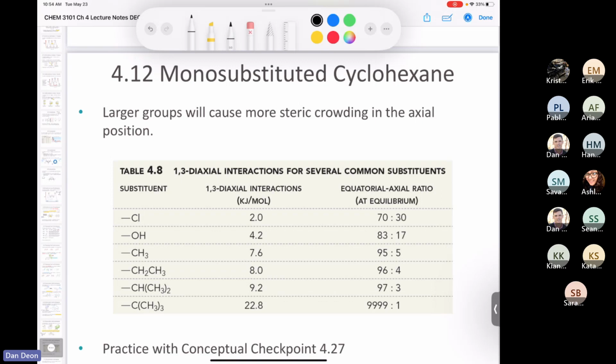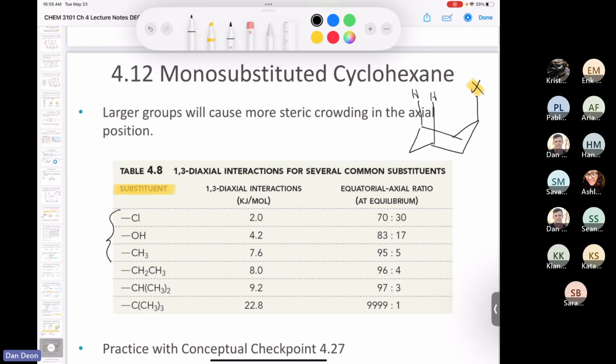You can imagine that when you have a group on a cyclohexane, we'll call this group X. The bigger the X is, the bigger the substituent is, the greater the energy cost of the 1,3 diaxial interaction between it and the neighboring protons. So we go from a chlorine to a hydroxyl to a methyl. Those aren't too bad.